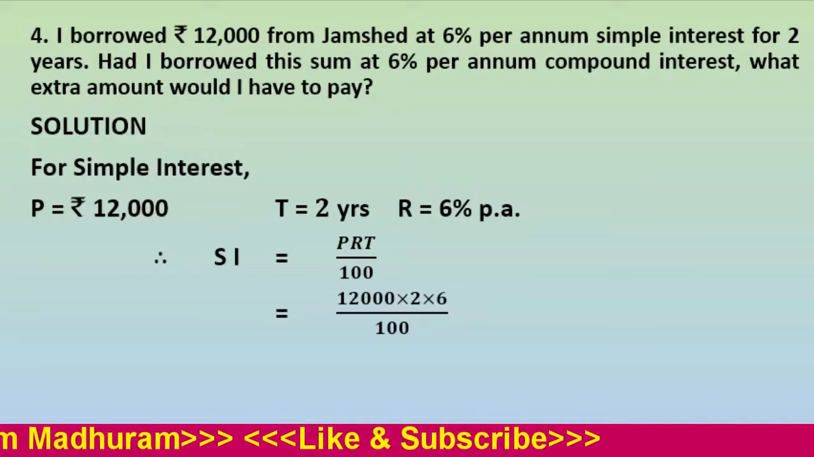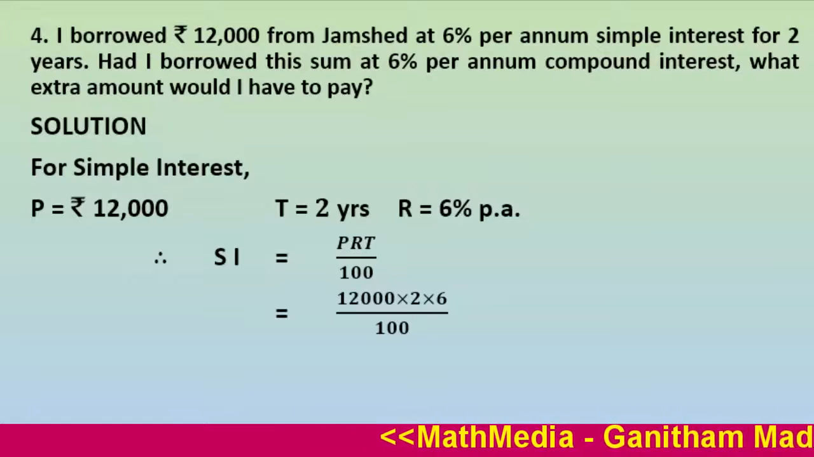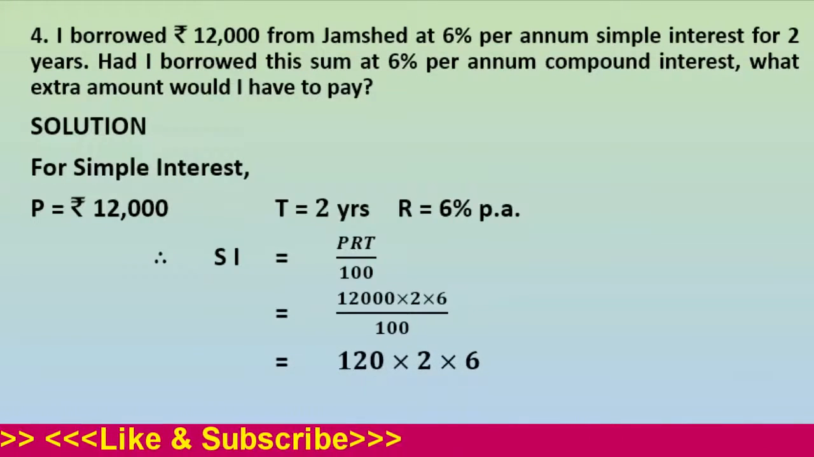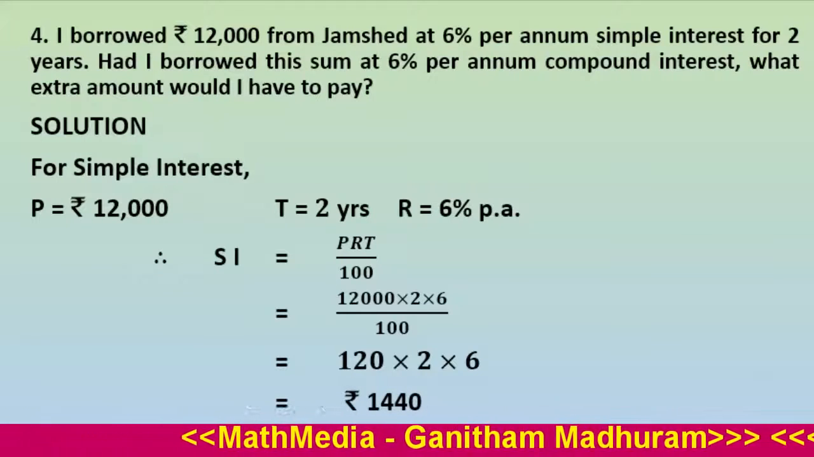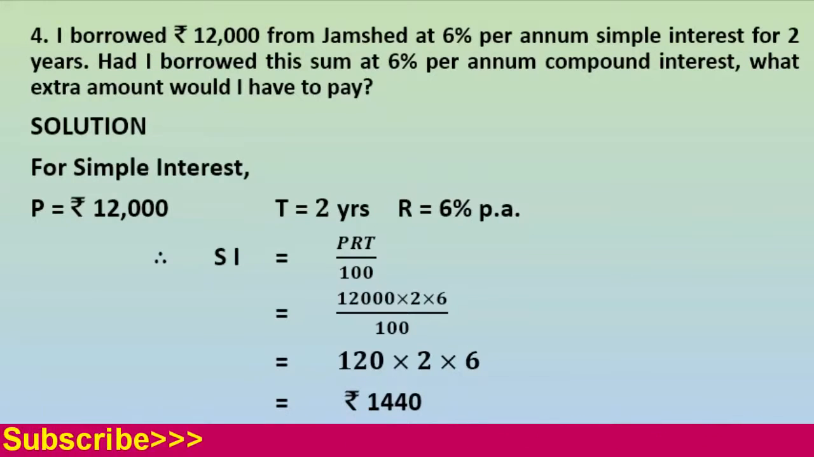Substitute the value over here. We have 100 in the denominator, so cancel 100 and 12,000. You will get 120 into 2 into 6. While multiplying we get rupees 1,440. This is the simple interest.